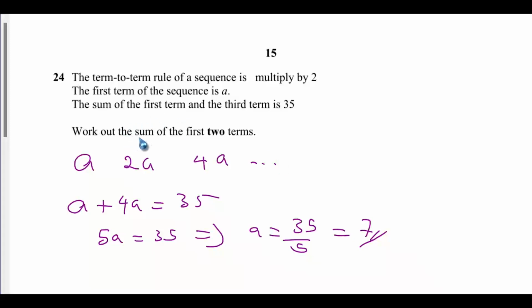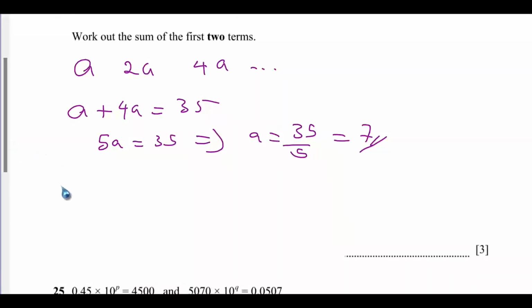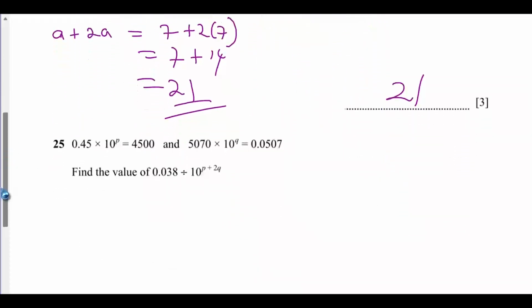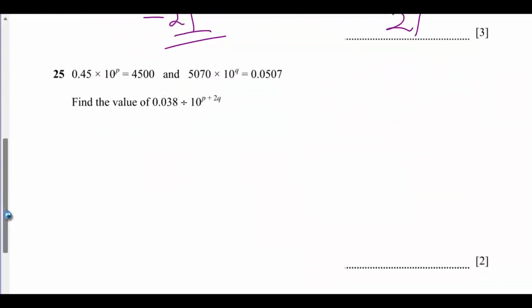So work out the sum of the first 2 terms. So the sum of the first 2 terms will be A plus 2A. Okay, so which should be equals to 7 plus 2 into A, which is 7. That will be 7 add 14. So that will be equals to 21. So you have 21 here. So that is pretty easy and simple.